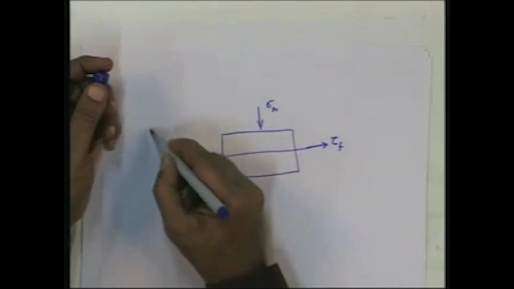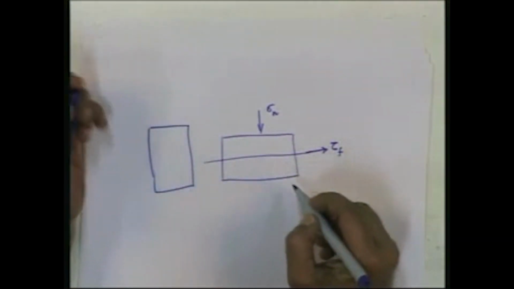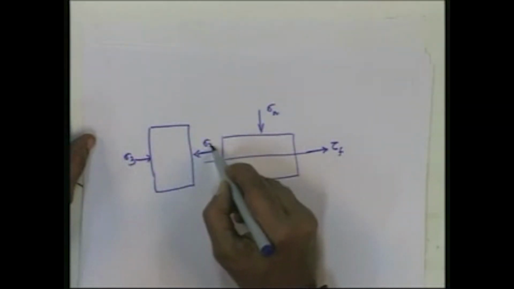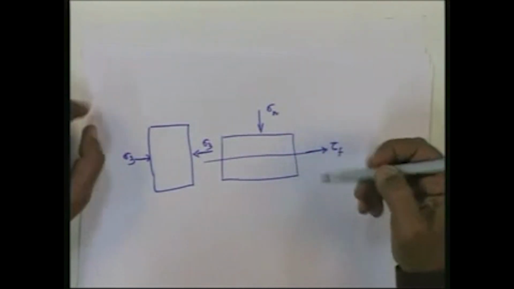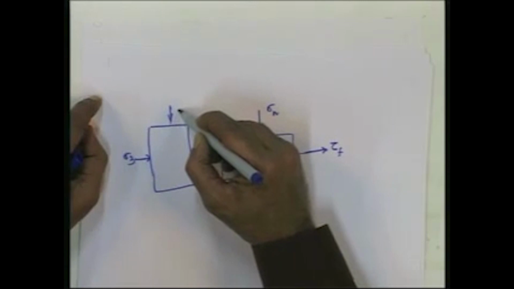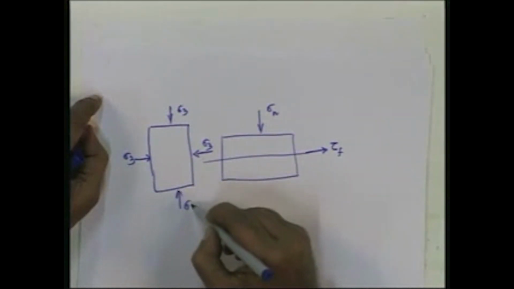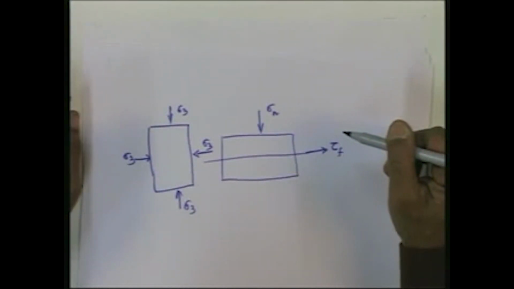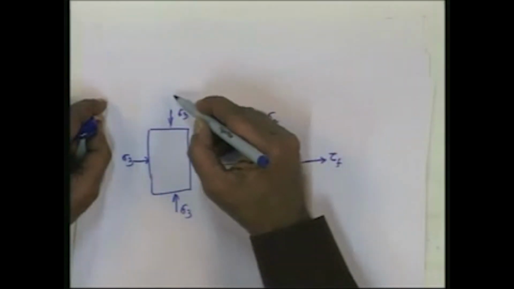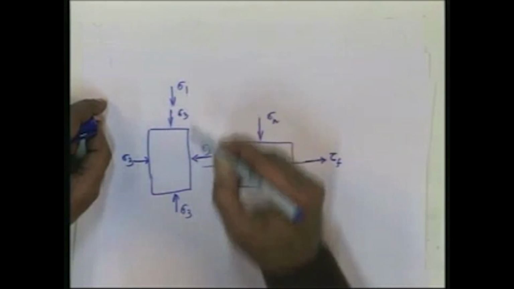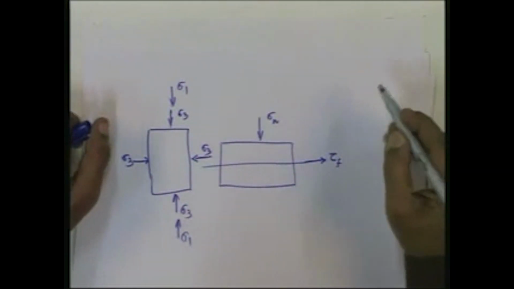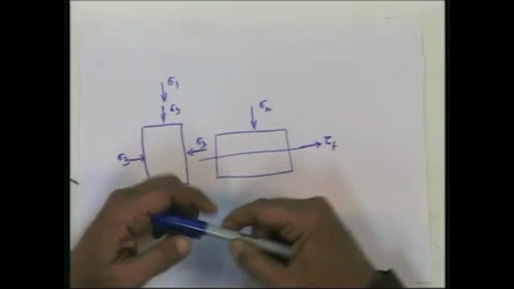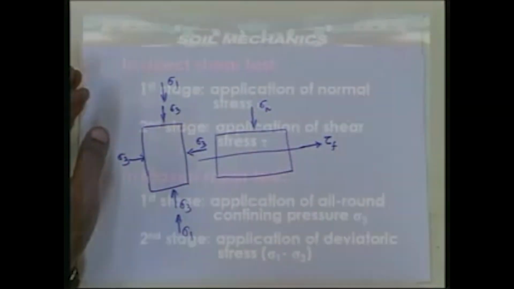On the other hand, if I have a triaxial test specimen, then application of the lateral confining pressure sigma 3 corresponds to the first stage of loading, and as you know, sigma 3 will get applied equally at the top and bottom as well, because the specimen is kept in a perspex container carrying water, and then subsequently increasing sigma 3 to its final value sigma 1, that corresponds to the application of the second stage of loading, that is the deviatoric stress sigma 1 minus sigma 3, half of which corresponds to the maximum shear stress.